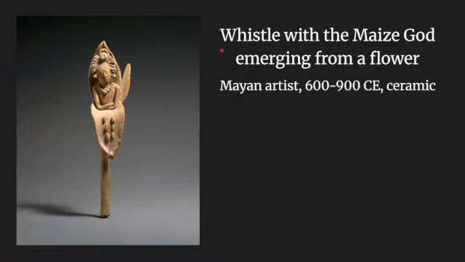Our last example is a whistle with the maize god emerging from a flower, by unknown Mayan artists dating to 600 to 900 CE, made of ceramic. This whistle portrays the human-like maize god appearing from a ripe corn. He is adorned with a headdress, ear spools, and a necklace. He is portrayed as having features that appealed to the Mayan beauty standard.